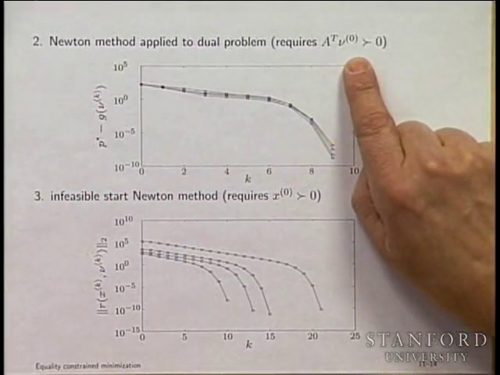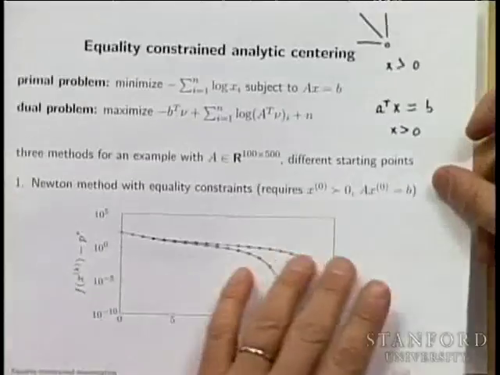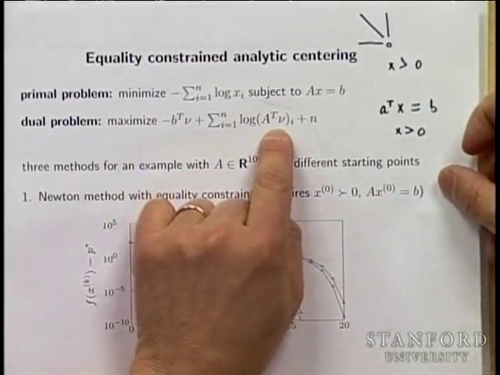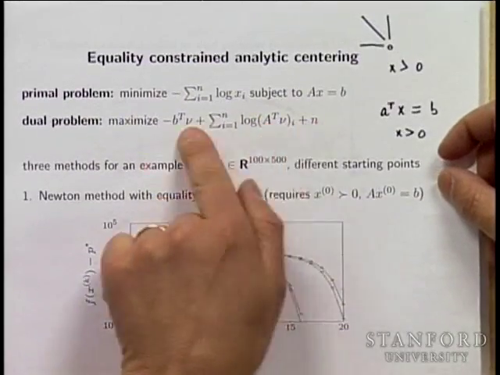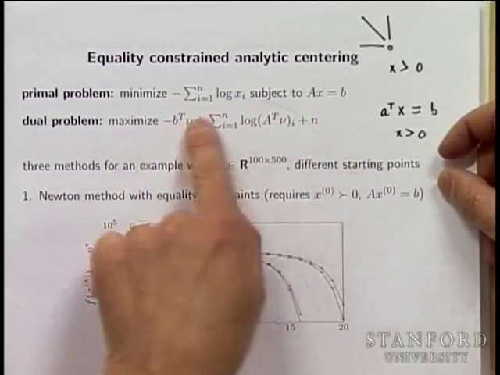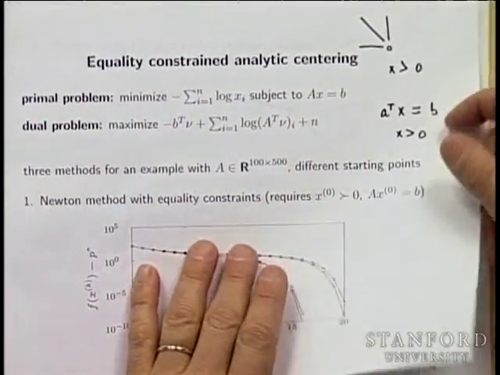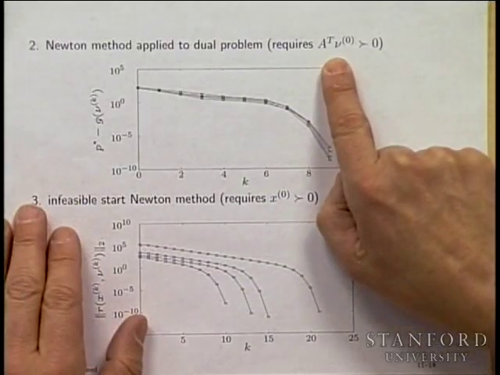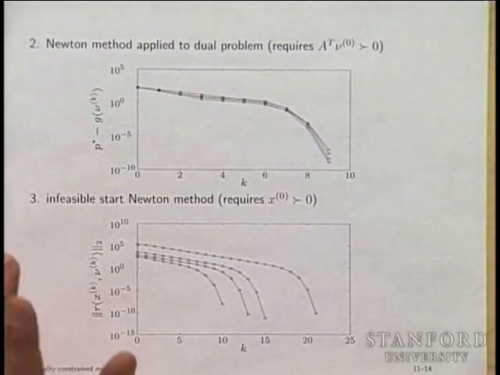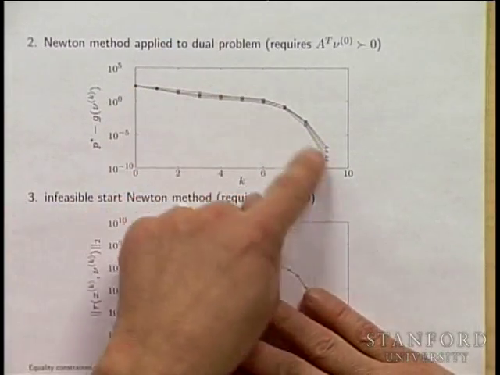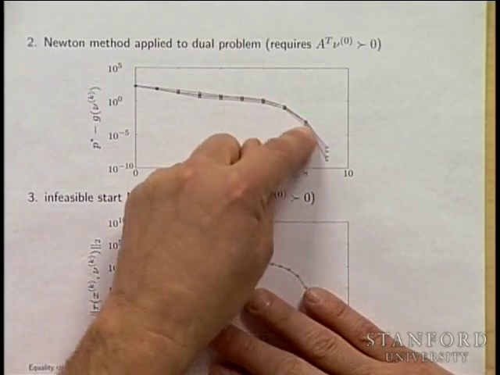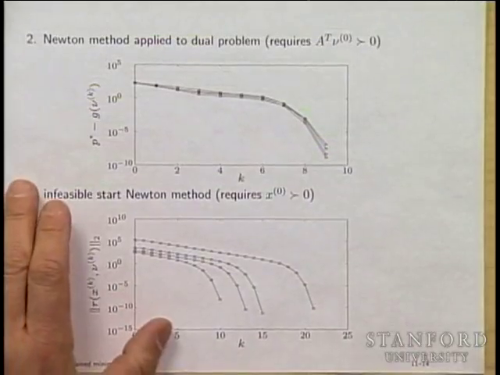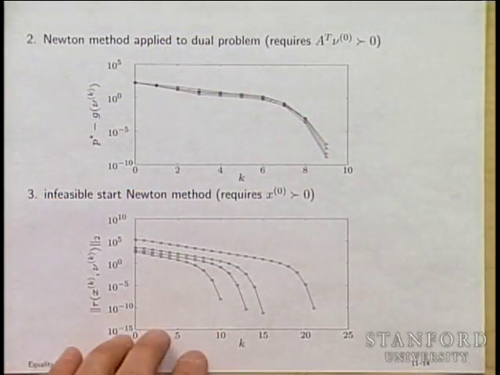So this is the Newton method applied to the dual. By the way, this is interesting, totally different initialization requirement. What you need here is to find a vector nu for which A transpose nu is a positive vector, because that's how you need to initialize this problem. This is completely unconstrained. Okay? Totally different initialization requirement. And this one has 9 steps to converge. And again, you see this thing roll over. That gives you that good Newton feeling.